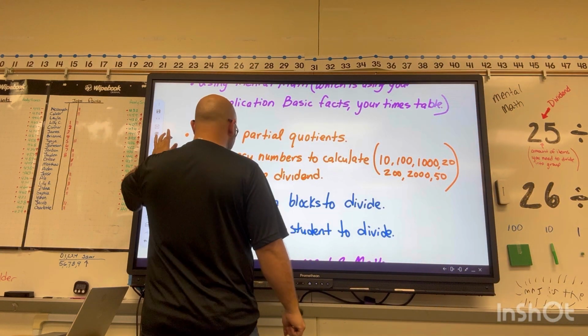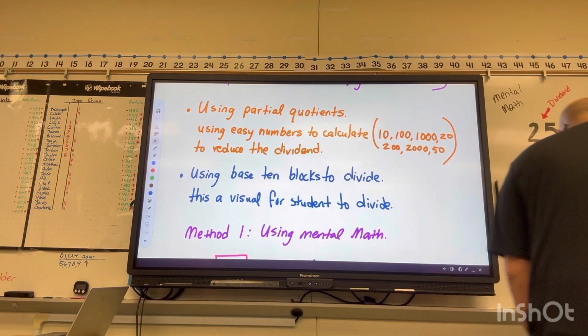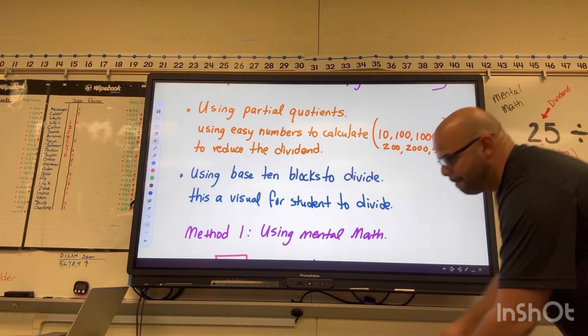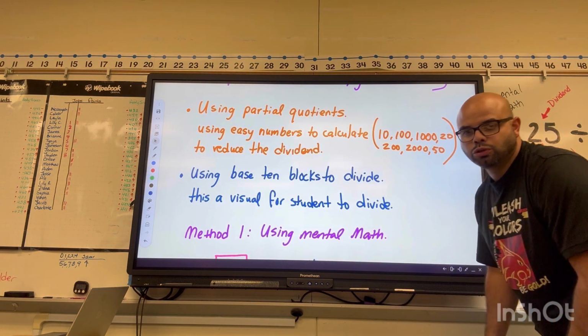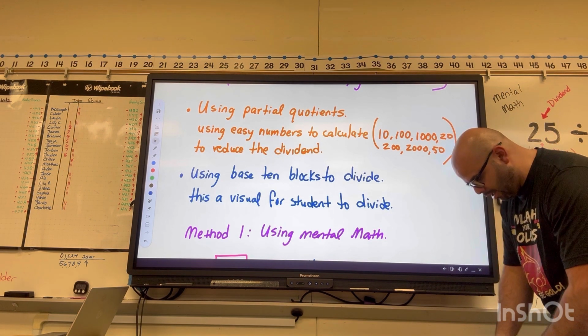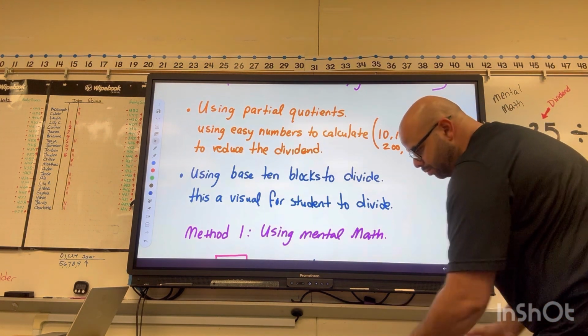Then we're gonna go over using base 10 blocks. Base 10 blocks is pretty much using, I'm gonna show you real quick. Let's say I have two desks. I have 2 desks here. And my math problem is 1,200 divided by 2.